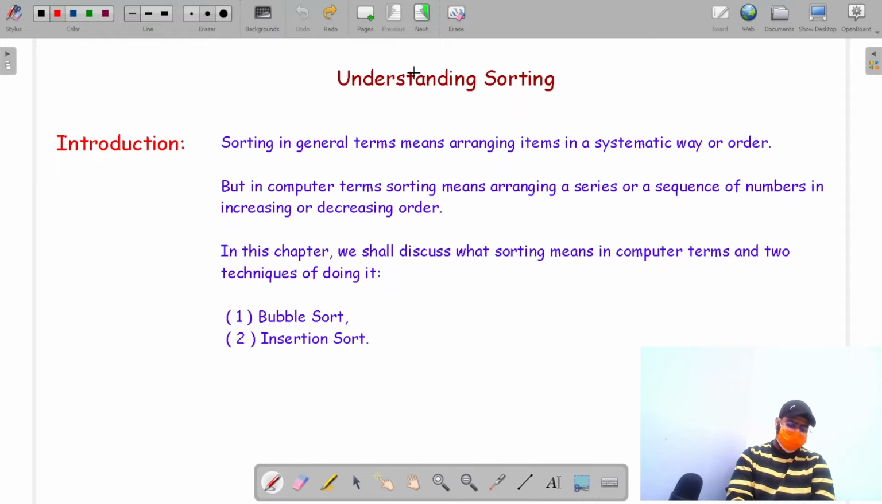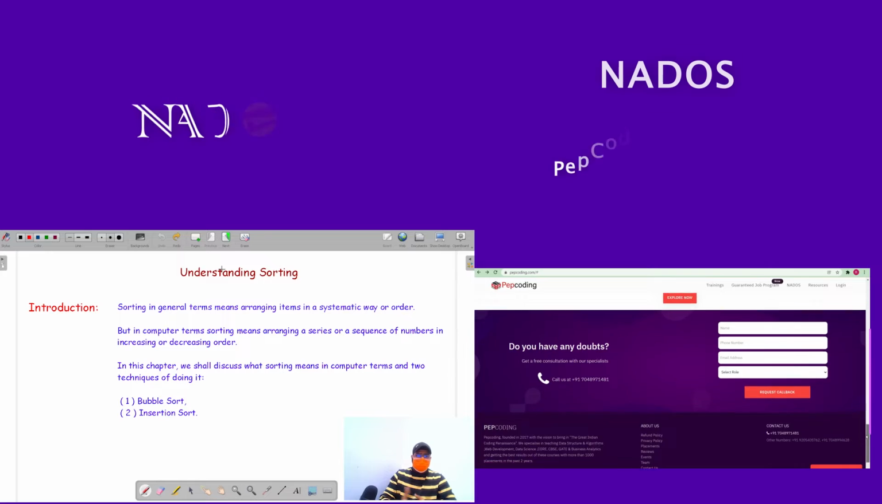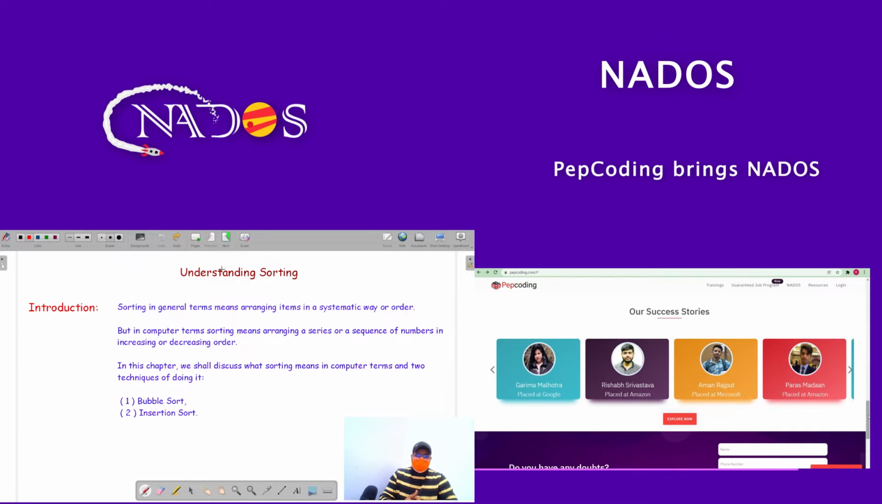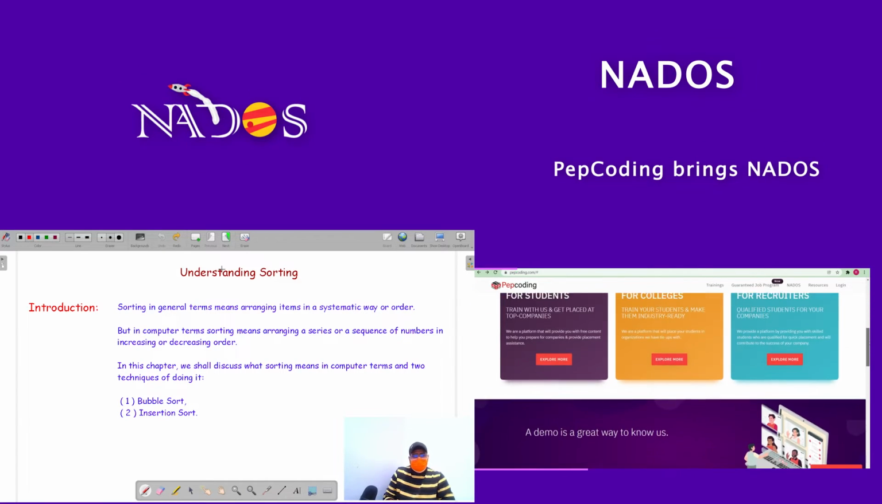So in general terms, sorting means arranging elements in a systematic way or in a given order. And in computer terms, it means arranging a sequence or a series in ascending or in descending order. Now you would say that you have written the same and we could also just read and go through that. So now let me explain a bit more.